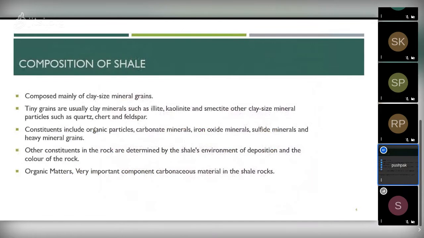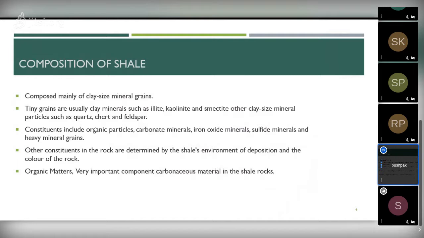Organic matter is a very important component, carbonaceous material, in shale rocks. This is the organic material that usually occurs in the rocks as kerogen, a mixture of organic components with higher molecular weight. Although kerogen does not form more than 1% of all shales, some shales are especially rich in organic matter, and this type of rock is called oil shale. Oil shale may be used as a fossil fuel, although it is a relatively dirty fuel because it usually contains lots of unwanted minerals with it.